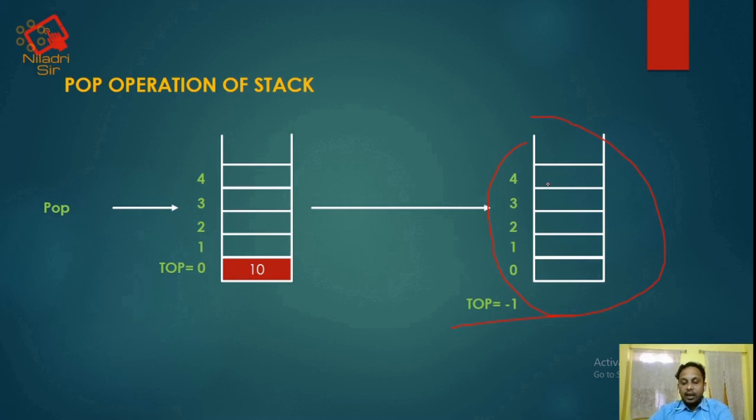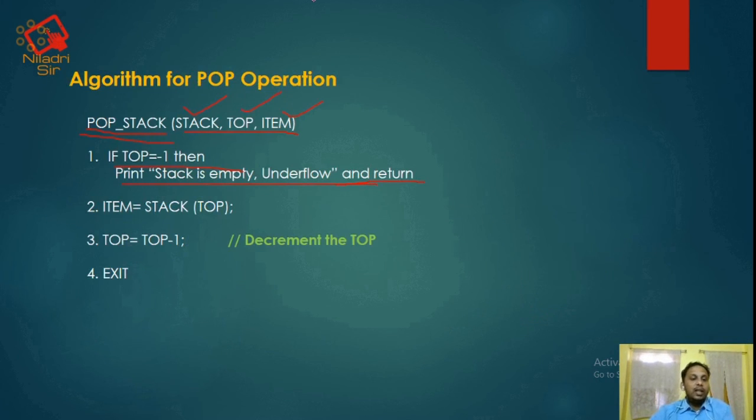I am again going to the algorithm. So this is the algorithm. If top equals minus 1, we cannot delete and perform the pop operation. We will just print stack is empty, or underflow condition, and we will return. If the top is not minus 1, then the item will be stack of top. The topmost element will be deleted, and the value of top will be top equals top minus 1. So the value of top will be decremented by 1, and the item at the topmost position will be deleted. At last, exit.